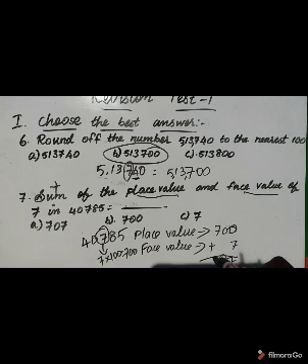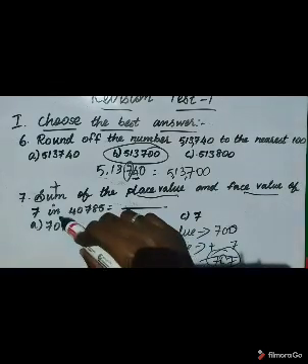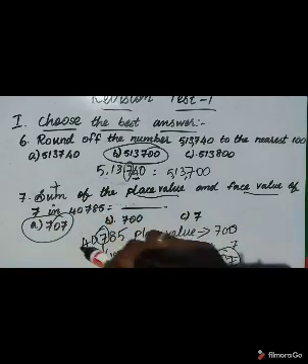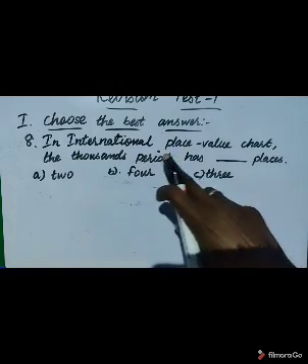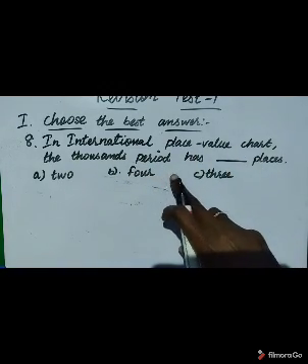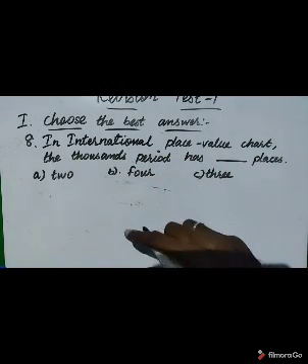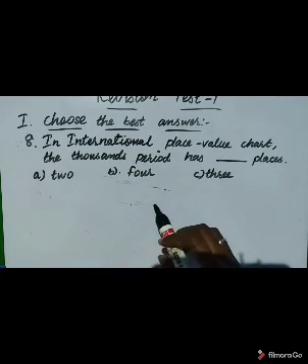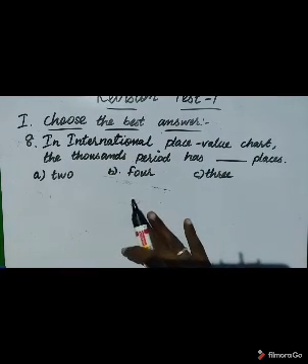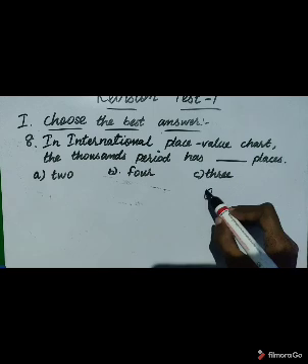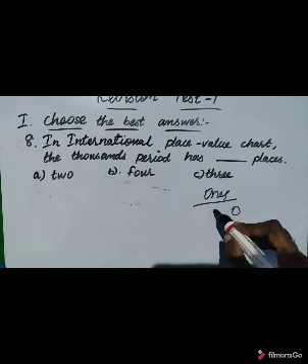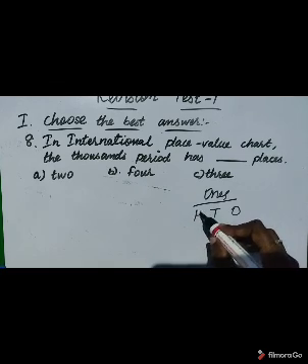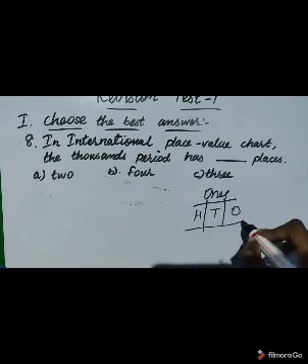In the millions period also it is the same way: 1 million, again 10 million, again 100 million. So this is the period and these are the places. So in the thousands period, how many places are there? 1000, 10,000, 100,000. So there are 3 places. So the answer is 3 places.